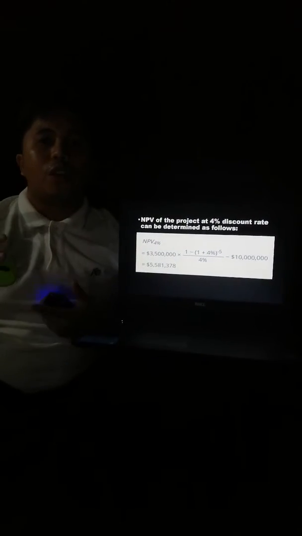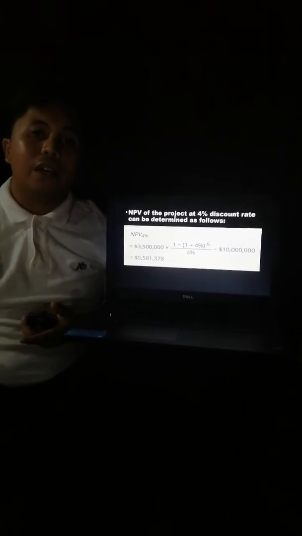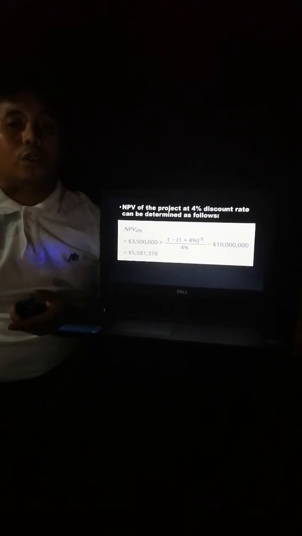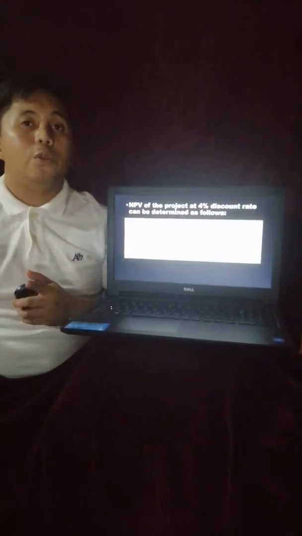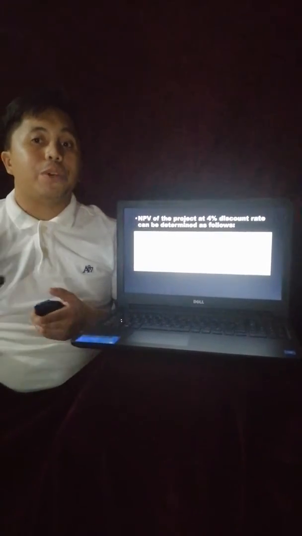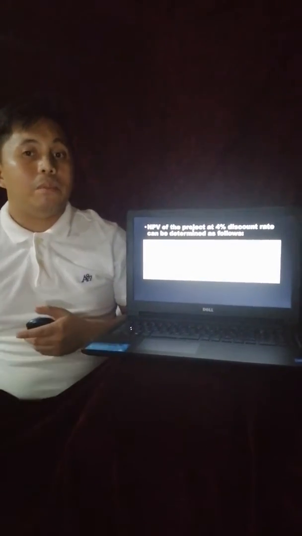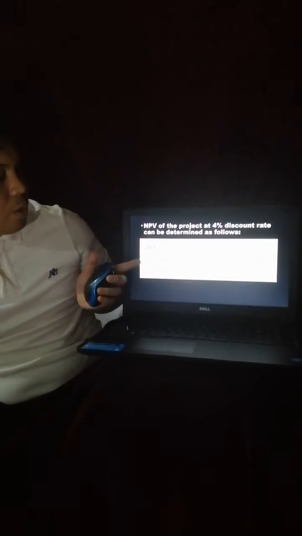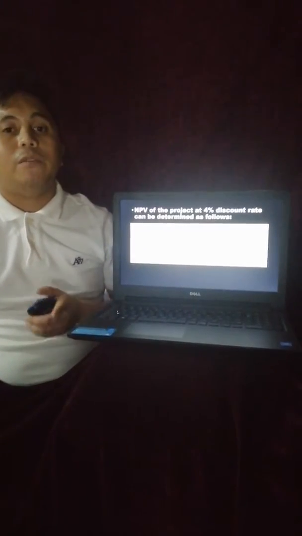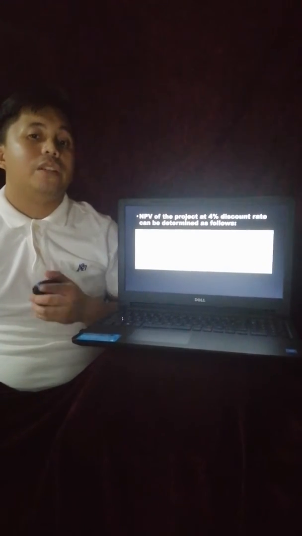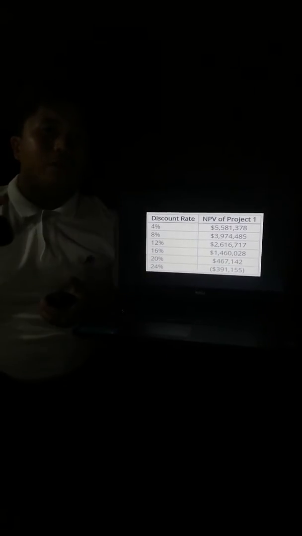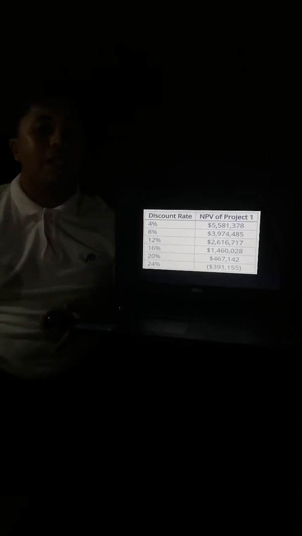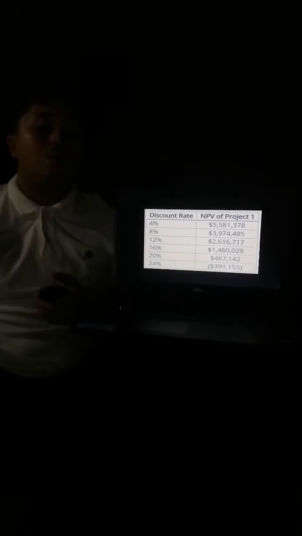So we have 3.5 million times 1 minus the bracket of 1 plus 4% raised to the negative 5 over 4%, minus the $10 million. So we have a result of 5,581,378. Then these are the values of the remaining discount rates of 8%, 12%, 16%, and so on and so forth.